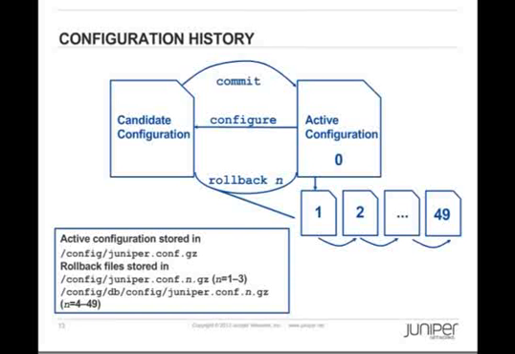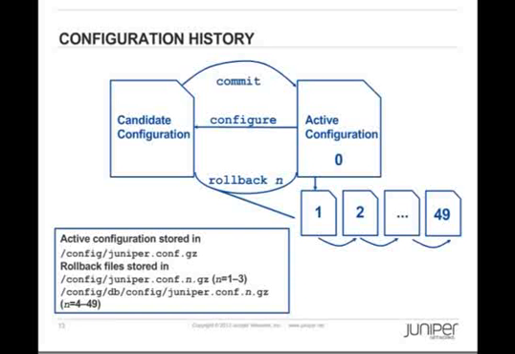So let's say you're making a whole bunch of changes, and you realize, I need to get out of this. These changes, either I can't do them now or I messed something up, and I just don't want to commit this. The thing is, if you were to exit out, those changes are still going to be there. So if you want to get rid of those changes, you can simply do rollback 0, and that will roll it back to whatever the active configuration is at that time.